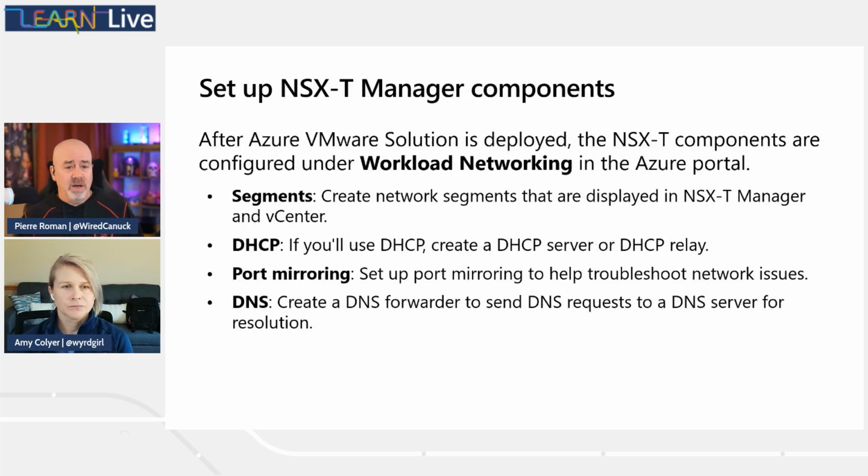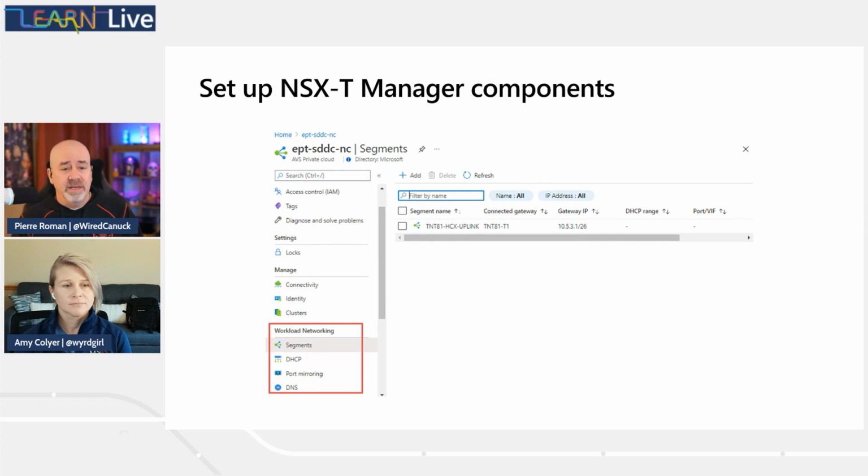When you set it up, you're setting it up under workload networking in the portal or in your NSX tooling. Really, the four things that are important to set up are the segment, where you create a segment and give it a proper name, a DHCP server or DHCP range on a server, port mirroring, and DNS. All of that can be set up in multiple places, as with everything else we've covered today. Number one, you can do it in the portal, and it's all in one environment.